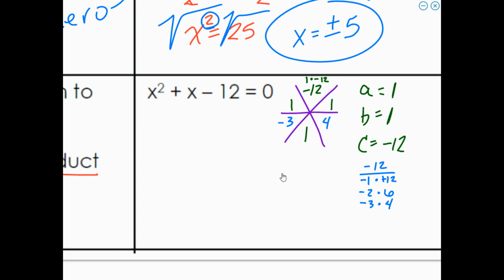Okay. Now, to write this as factors, does it simplify anymore? No. So it's going to be x minus 3 times x plus 4 equals 0. This is the factors. This is what it means to factor it, or list the factors. Both of these things are the factors.